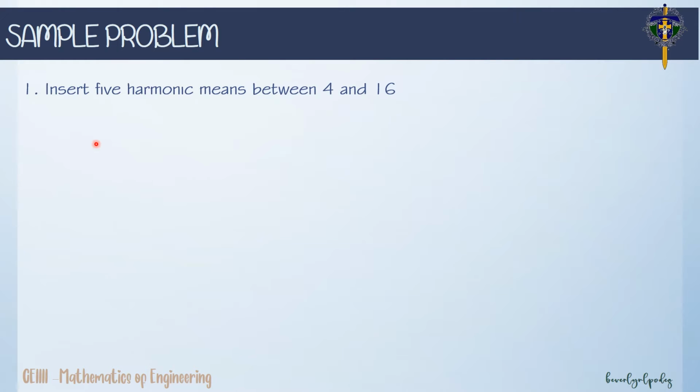So let's have an example. Number 1: insert 5 harmonic means between 4 and 16. So we have here the first term is 4 and the last term is 16. And then 5 means: 1, 2, 3, 4, and 5. And then we have the 4 and 16 as extremes. So this is our harmonic progression.